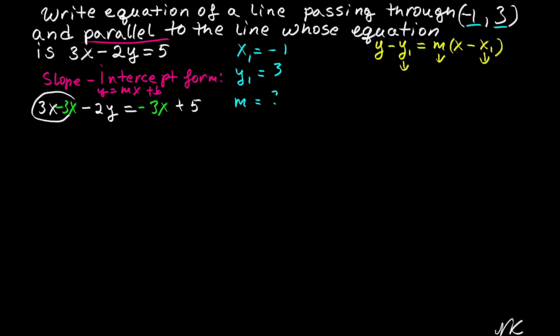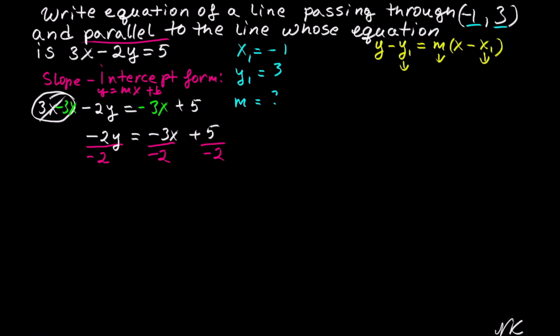This gives us 3x minus 3x adds up to 0, and we get negative 2y equals negative 3x plus 5. To solve for y, we need to do the inverse of multiplying by -2, which is to divide by -2. And to preserve equality, we must do the same thing to all terms. So negative 3x divided by -2 and plus 5 divided by -2.